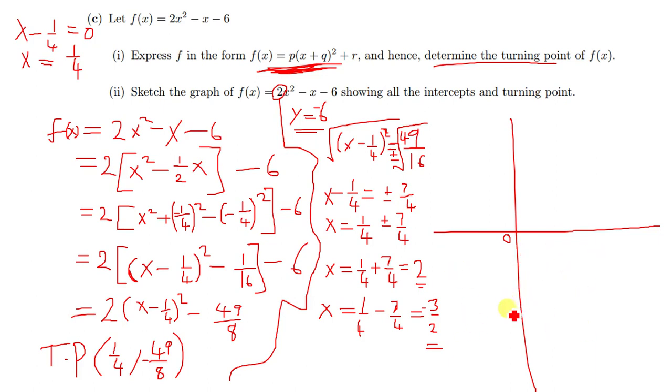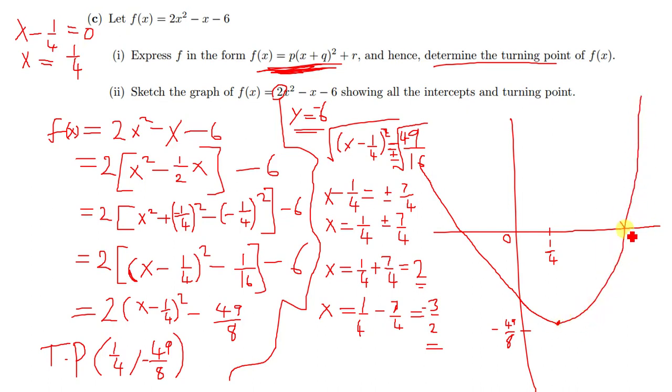So I'll just put it here. I'm just sketching, so I'll write my negative 49 over 8 there, and then I'll write my 1 over 4 there. So meaning my turning point will be somewhere there, and then we'll sketch it this way since we know that it's minimum. So this is how it's going to come out.